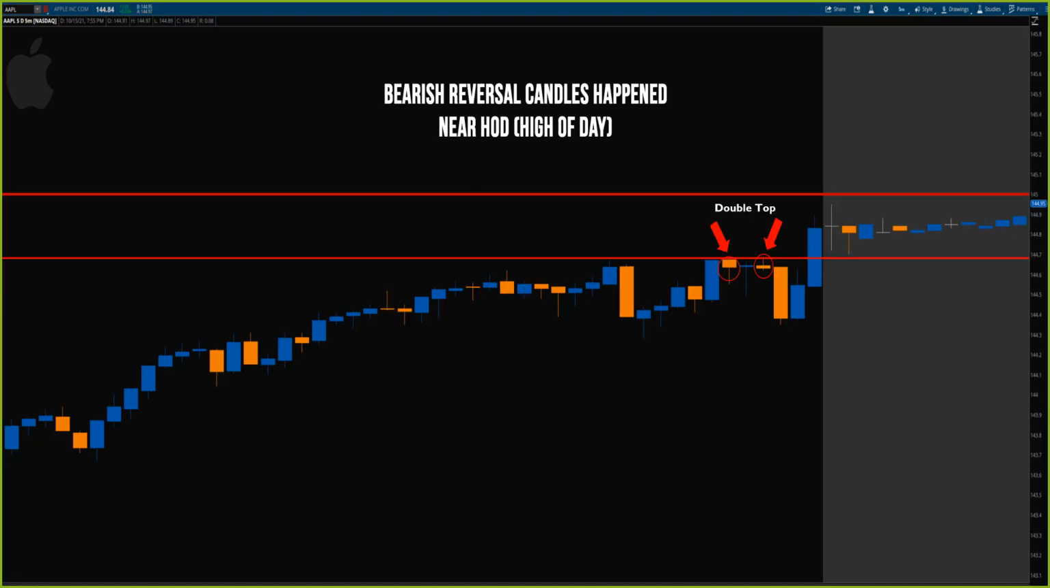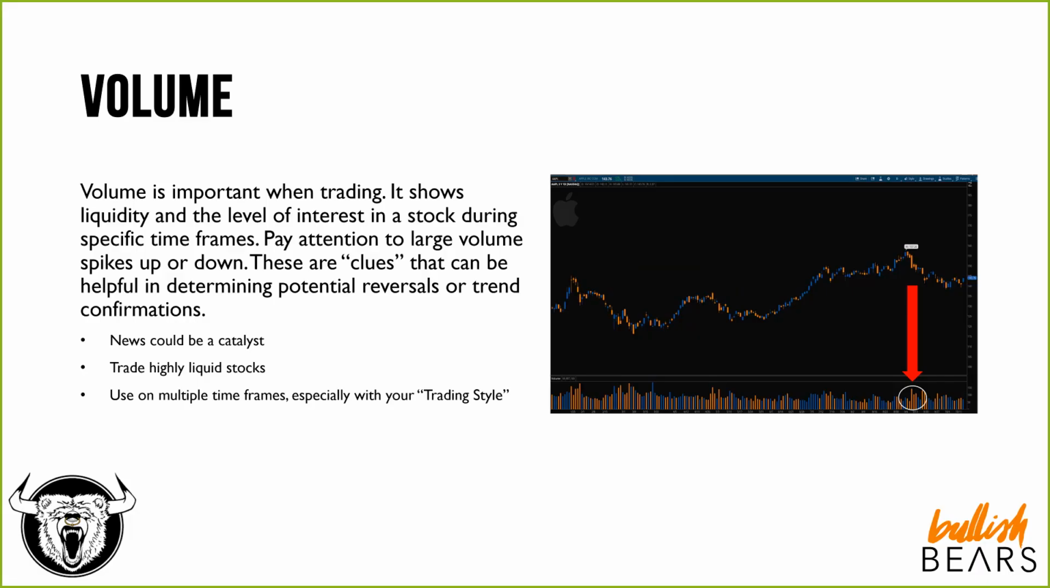Bullish or bearish reversal candles happen near the high of day. HOD is high of day. You'll see there was a double top, 2 candlestick, 5-minute chart. Those 2 candlesticks could not break high of day, and then price ended up failing. So that was a double top. Some might call it tweezer top, but the 2 candles are not next to each other. Still tweezer top, double top, right? That's where I say tomato, tomato. It's still telling you the same story.